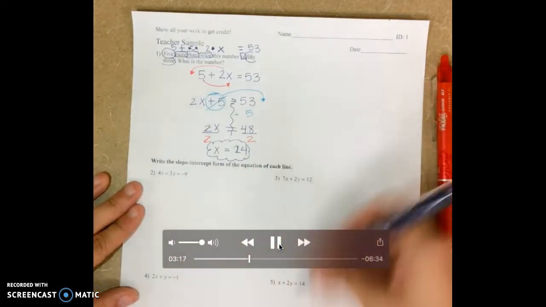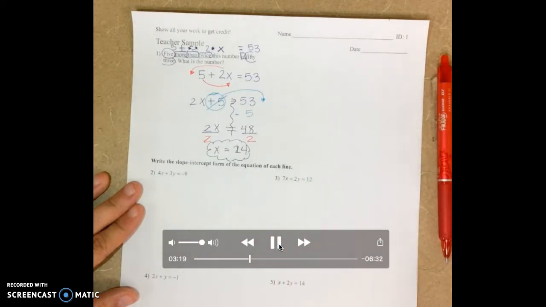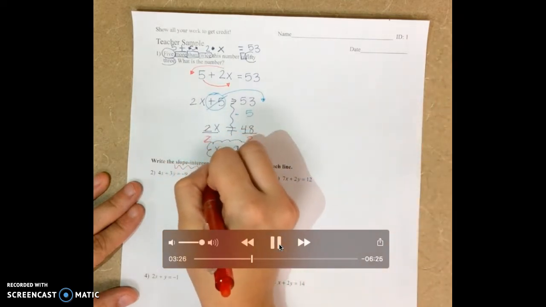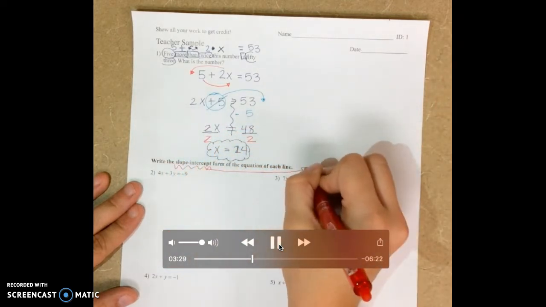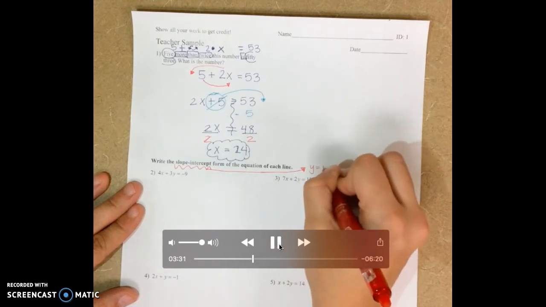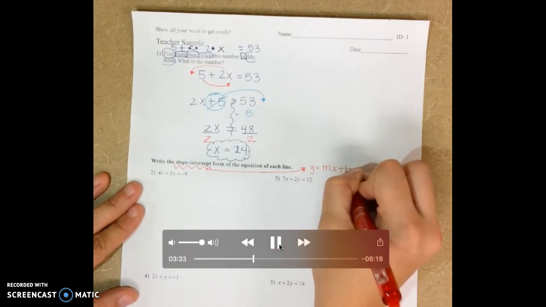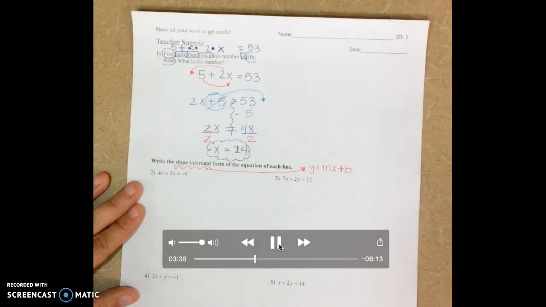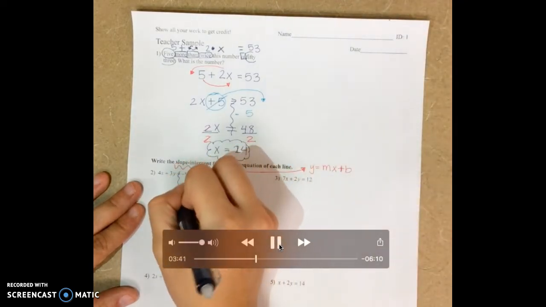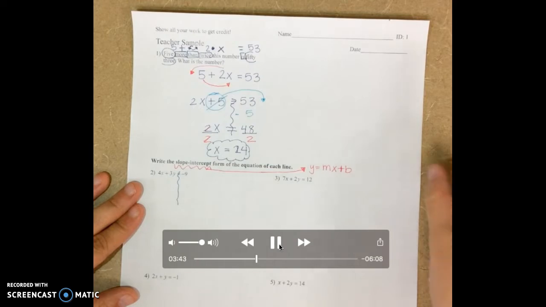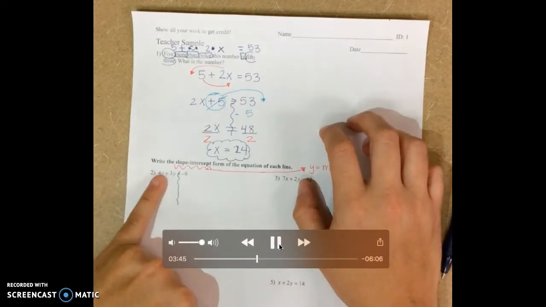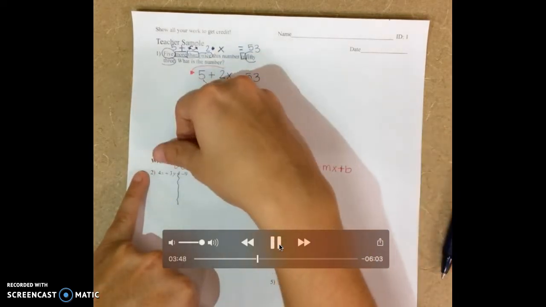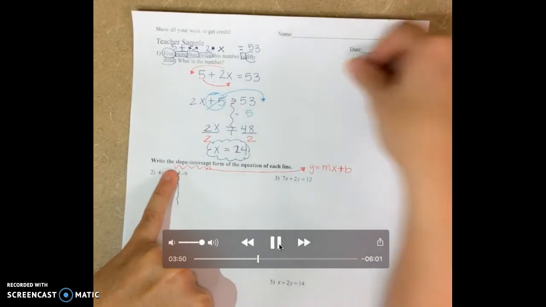So, the second part of this homework asks you to write the slope-intercept form of the equation of each line. So, slope-intercept really means that they want this in y equals mx plus b. In other words, they want y all by itself. So when I'm solving for y, I'm looking at what is happening on that side. You have 4x and you have the 3. All these things are keeping the y from being by itself. So I'm going to cover that with my finger.